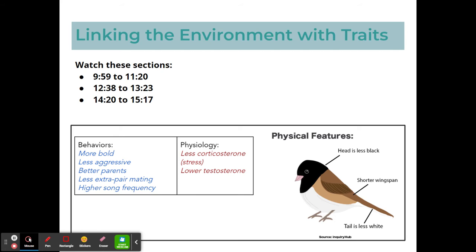The behaviors that we know exist within the campus birds are that they are more bold, they are less aggressive, they are better parents, they have less extra pair mating, and they have higher song frequency. It means they sing at a higher pitch. This is tied to two pieces of their physiology. They produce less corticosterone, that stress hormone, and they have lower levels of testosterone.